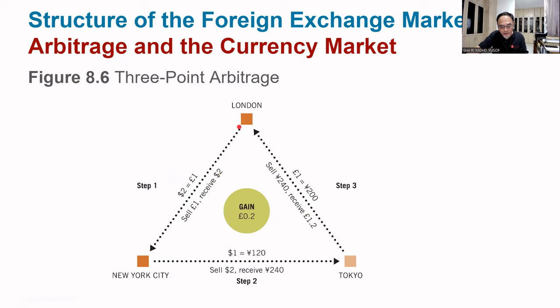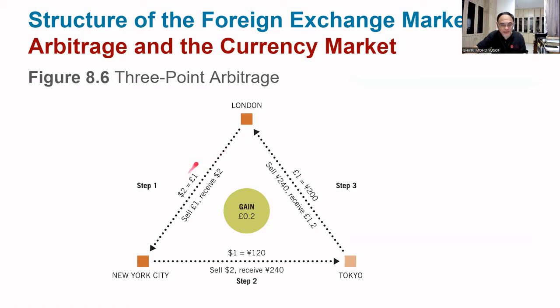Because the exchange rate between each pair of currencies is the same in each country, no possibility of profitable 2-point arbitrage exists. However, profitable 3-point arbitrage does exist. This opportunity exists. The arbitrage is buying and selling 3 different currencies to make a riskless profit.